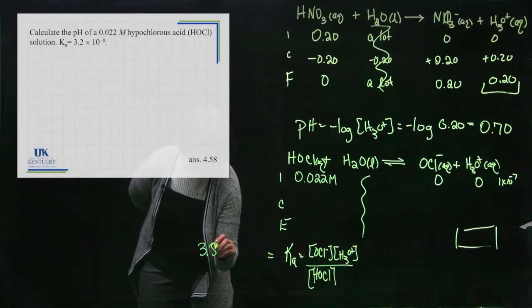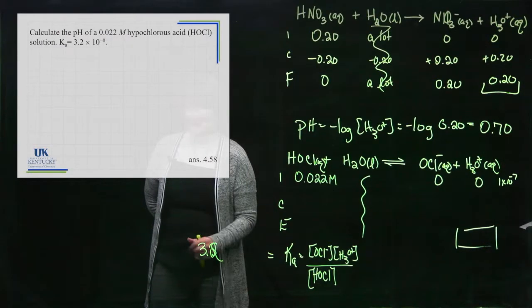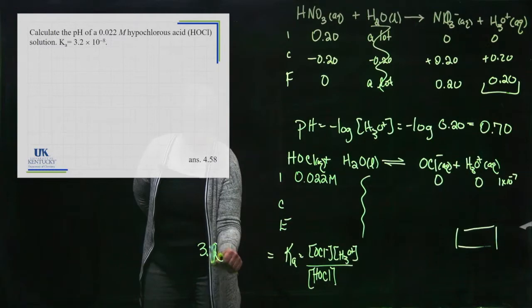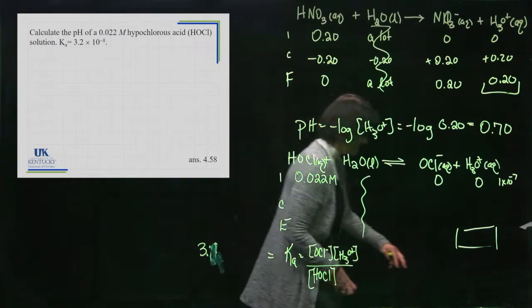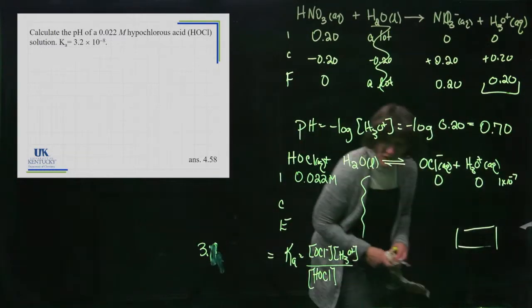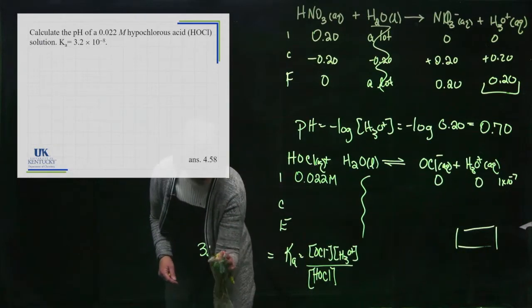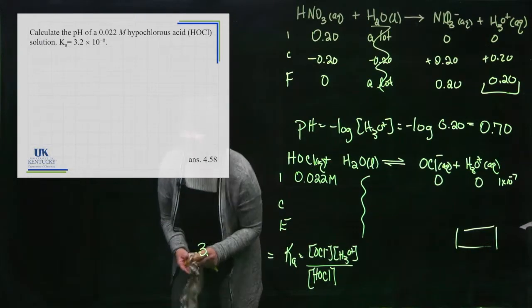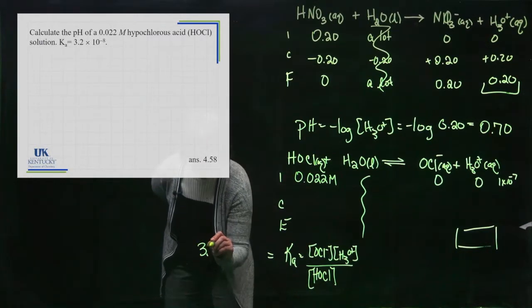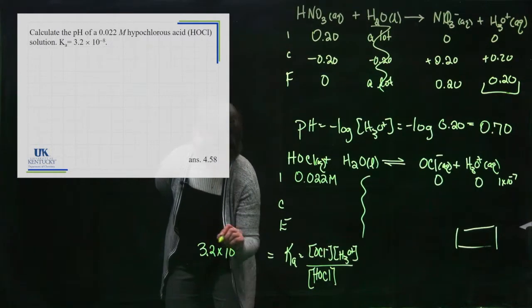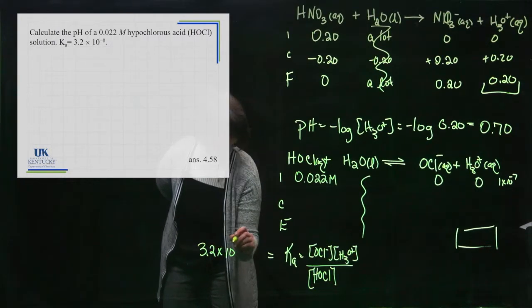Oops, 3.2. That doesn't look like a 2 at all. Let's try again. Sorry about that. She runs off screen, she comes back, she's got something to erase with. All right, there we go. There we go, 3.2 times 10 to the minus 8.